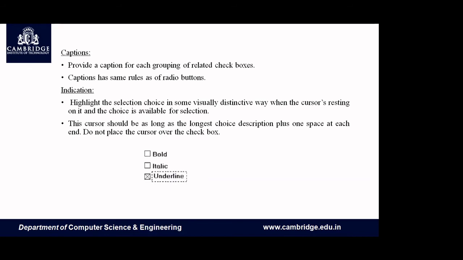There are three states here. When we talk about the checkboxes, we have three states. One is selected, the other one is unselected. But there is one more option called highlighted. Once the cursor is placed on that, it will be highlighted. So there should be some difference between selected, highlighted, and unselected ones.